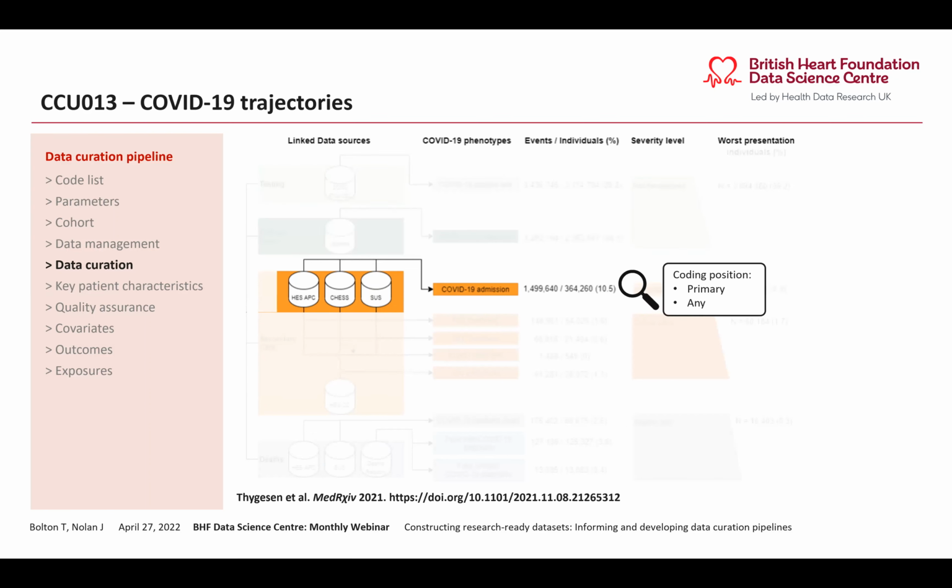And as in CCU 002, we've separated the hospital admission into those that were diagnosed in the primary and any coding position. Just speaking more generally, the plan is that the data curation stage of the pipeline will no longer exist or be substantially reduced when the curated data layer is established in the NHS Digital TRE, and these reshaped and COVID-19 trajectories tables are available as standard and updated by the data wrangler team each month in line with the batch updates.